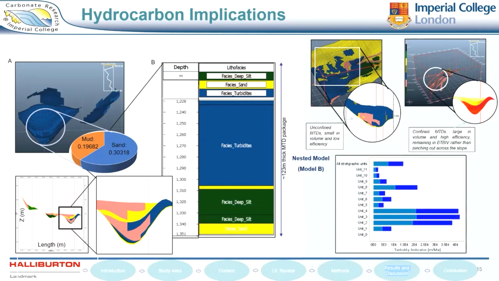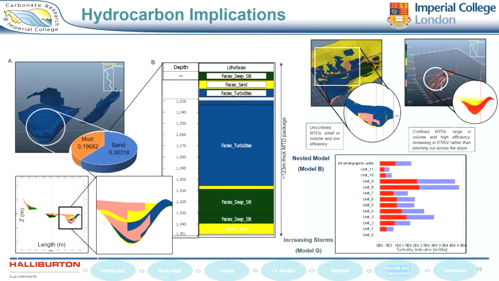So you can see this turbidity indicator graph for the nested model, Model B, indicates that most turbid sediments occur during early falling stage systems tracts, and this is compared to the increasing storms, Model G, whereas during the lowering of sea level, this is when you've got most turbid sediments. This indicates that MTDs seem to be present across the whole full eustatic cycle.